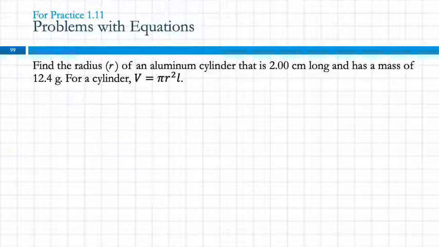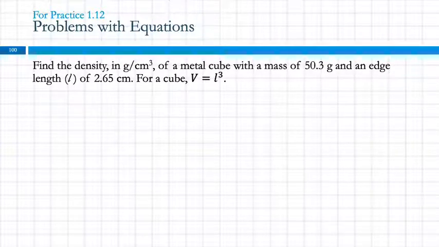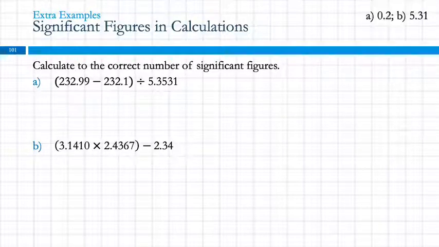So they're giving you the length, they're giving you the mass, and what element it is, what the substance is, so you can use density to find the volume, and you can figure it out. There you have to use an equation. Here's another one where you have to use the equation. Here's some extra examples on sig figs and cubed units.